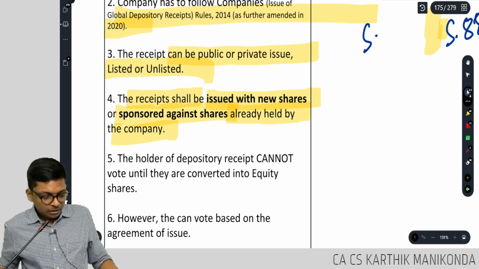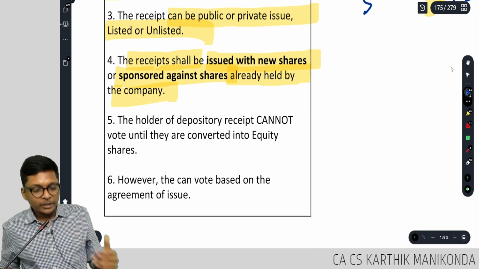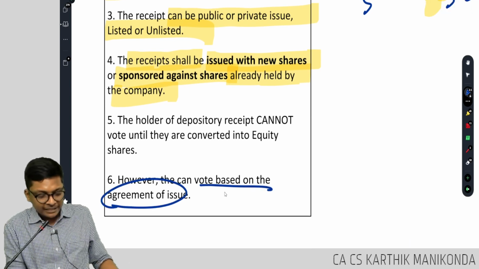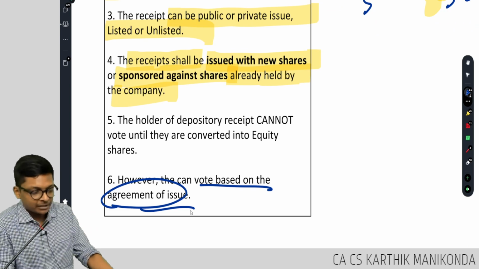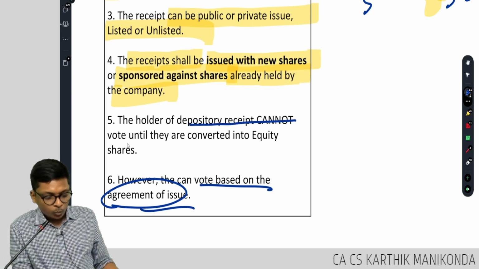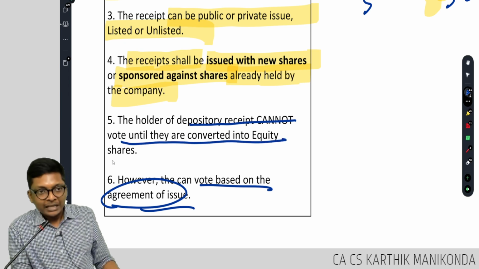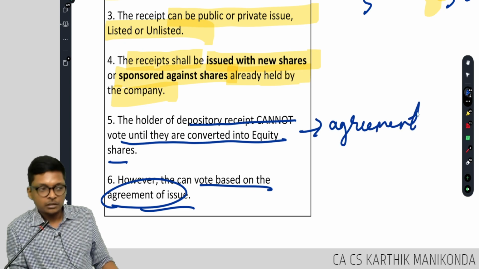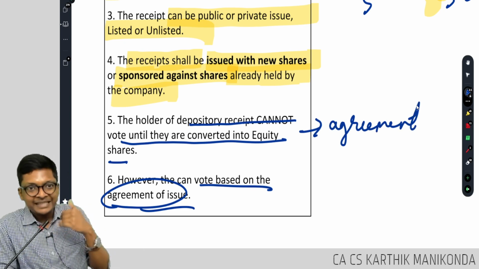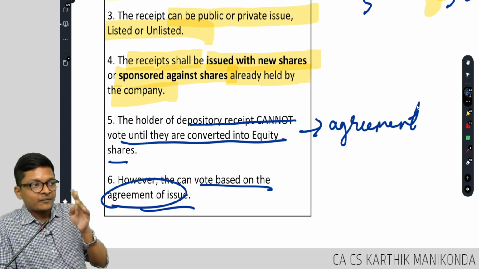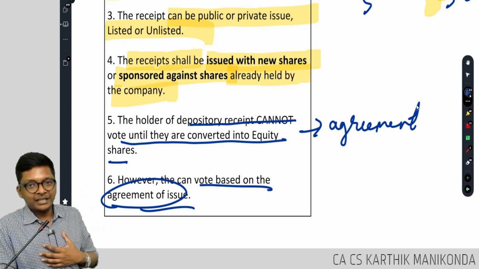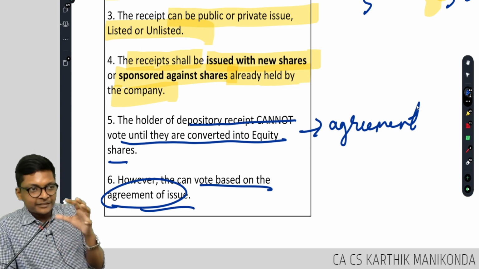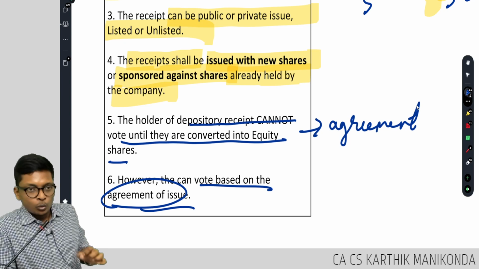So he's asking, sir, what about the voting? Everything depends on the agreement. The depository holder cannot vote until they are converted into equity shares. Again, this depends on the agreement. The agreement is decided by each company, whether you can vote or can't vote. So sometimes they will give voting power, sometimes they don't.